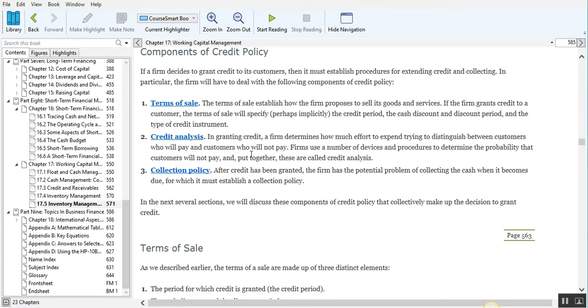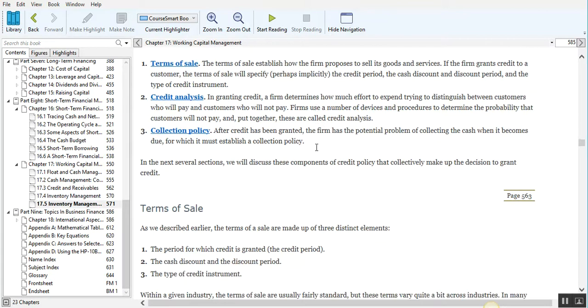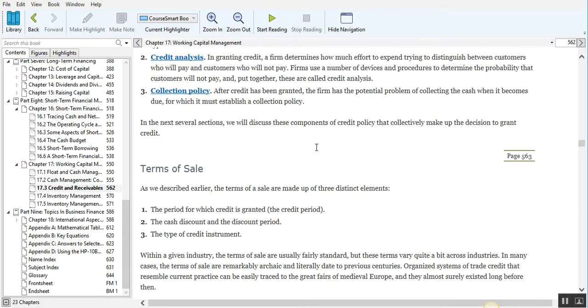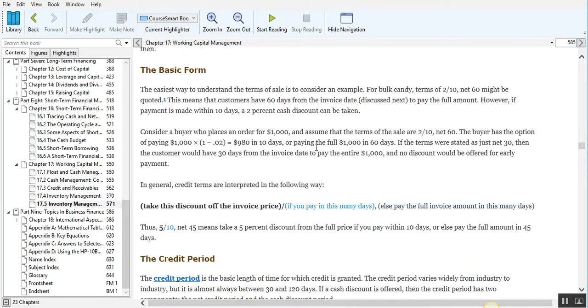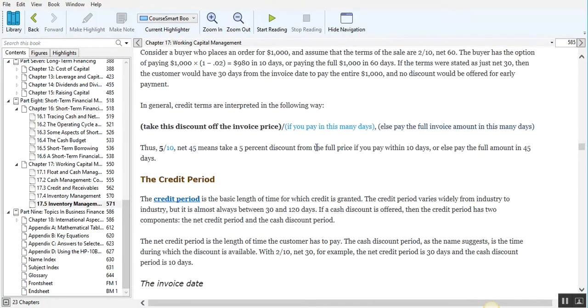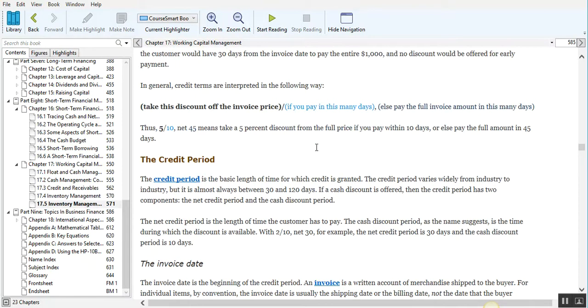the company that's making the sale, if they decide to grant credit, is going to consider, well, what are the terms? What is our credit analysis? And if we grant credit, we need to figure out how much effort we spend in deciding who's going to pay and who won't. And then we decide what our collection policy is after we actually make the sale. But the credit period is the length of time that we grant credit for. That period will vary widely from industry to industry, and some industries require longer periods than others.